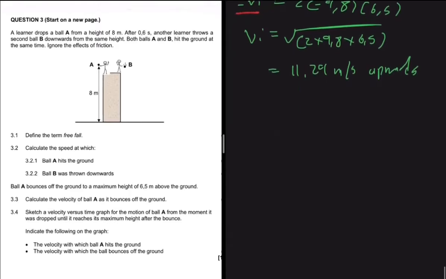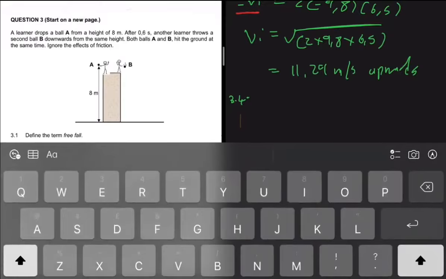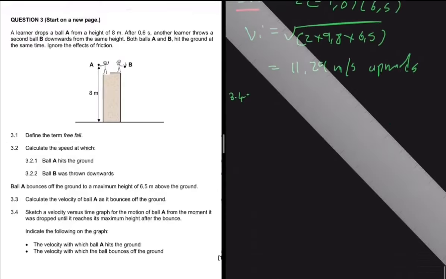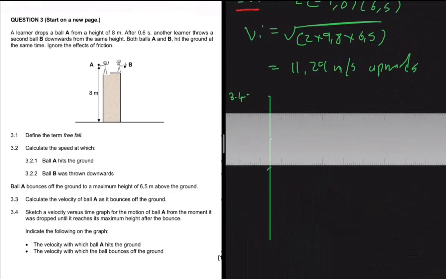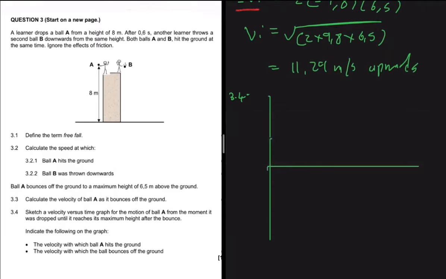And then now to the last question, 3.4. 3.4 is saying that let's sketch a velocity time graph for the motion of ball A from the moment it was dropped until it reaches its maximum height after the bounce, right? So let's go ahead and sketch our axis and see what we can do here. So we have the y-axis, and then we have the x-axis, and then on the x-axis we have the time in seconds, and then on the y-axis we have the velocity in meters per second, right? Yeah, we're supposed to have something like this.